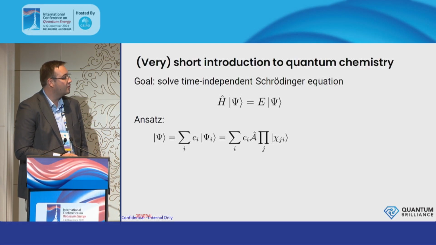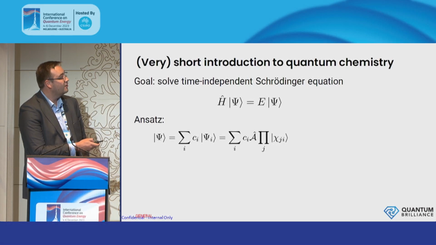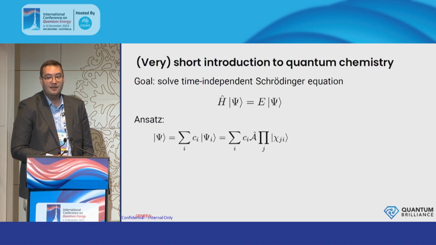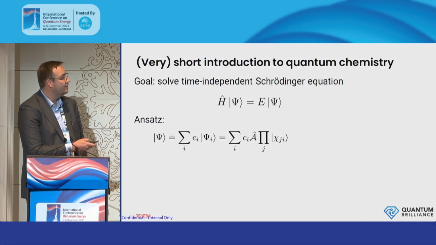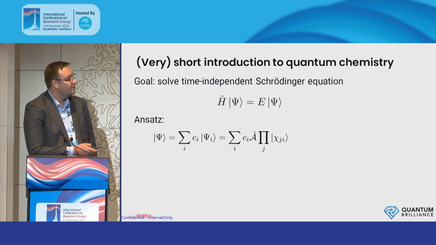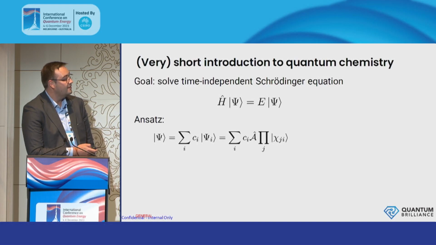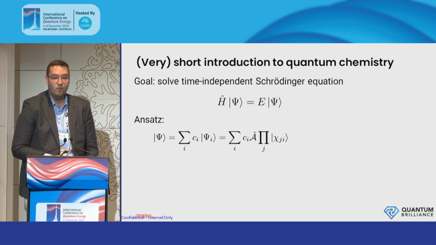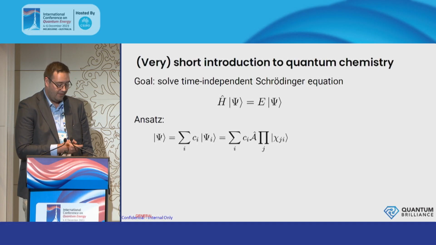The usual problem that you target in quantum chemistry is solving the time-independent Schrödinger equation. The usual ansatz to do this is to parameterize your wave function as a linear combination of many-body states psi I, which in turn you parameterize as an anti-symmetrized product of these one-particle states chi.